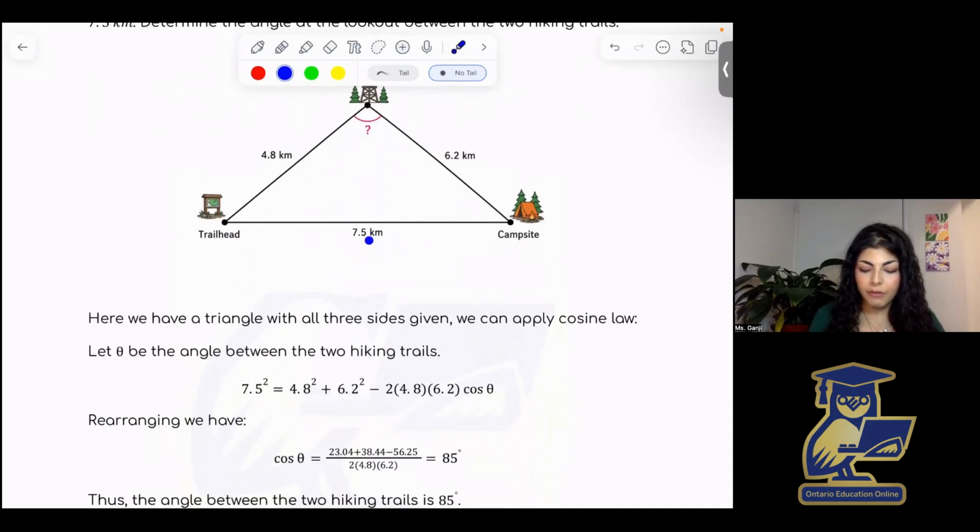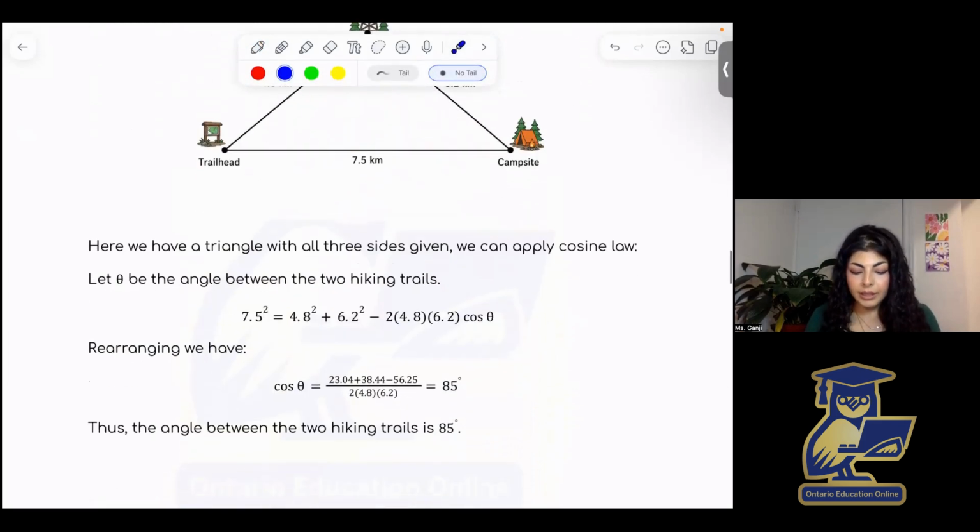So 7.5 squared is going to be equal to 4.8 squared plus 6.2 squared minus double the product of these two and the cosine of theta, which is the angle that we're trying to find. And that's defined here as well. Let theta be the angle between the two hiking trails. So this is theta there.